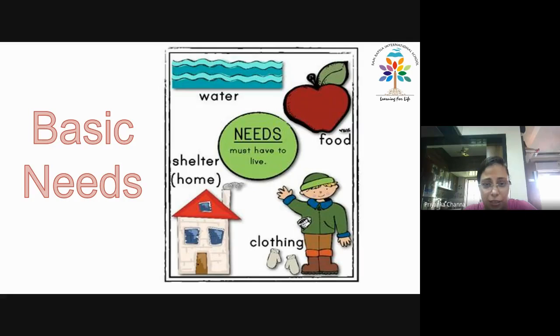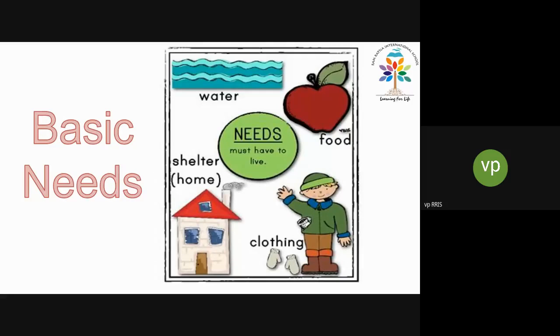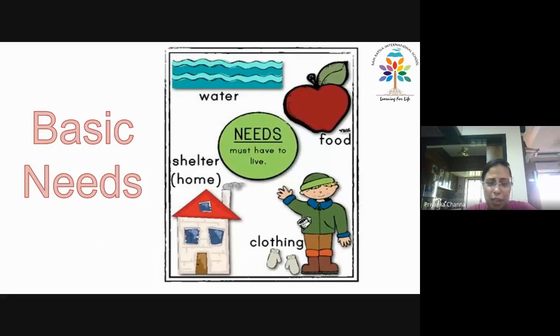What we need to survive. We need to live. Water, we cannot survive without water. Food, we cannot live without food. Can we all live without food? Can you all type your answer in the chat box? Or can we stay without a home? Can we imagine our life without a home and clothes? No. So many years ago, there were people who were living in the caves.